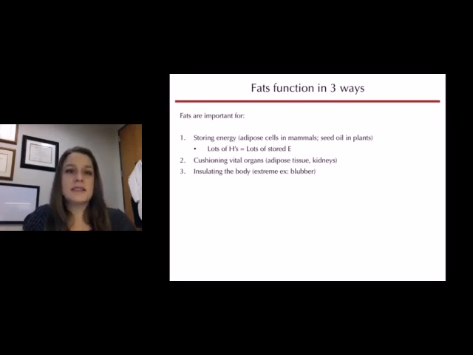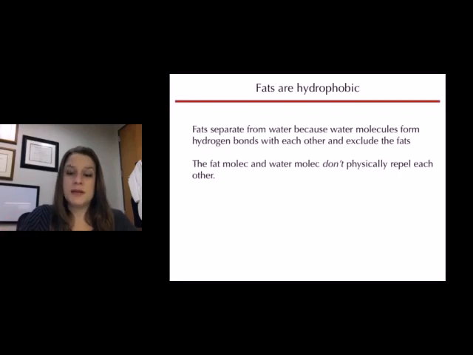And finally, the insulation, that's what I just mentioned, is the extra layer of subcutaneous fat, the fat right under your skin. Mammals have that, and that's going to allow them to keep their body temperature higher without having to use so much energy to do that.